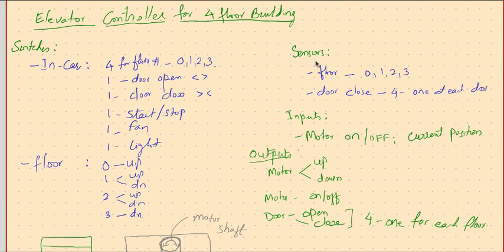Then we need sensors. Every floor, whenever the cabin is crossing the floor, it should sense. Is it at the ground floor? Is it at the first floor? Is it at the second floor? Is it at the third floor? So it should give appropriate information to our controller about where exactly the cabin is, whether on the first floor or second floor or third floor, and so on.